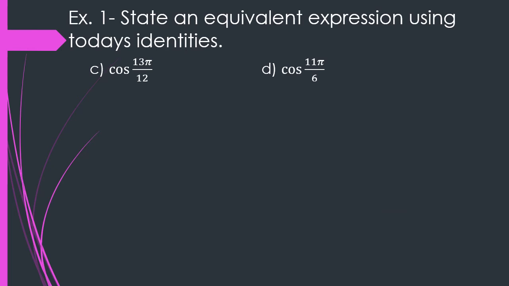Okay, so let's get out of quadrant 1. So we want an equivalent expression using today's identities. 13 pi over 12. What quadrant is that in? If you're not sure, I like to go off of the pi line. So like 12 pi over 12 would be the pi line. That's 180. That's 1/12 over that, or pi over 12 over that. So you know you're in quadrant 3.